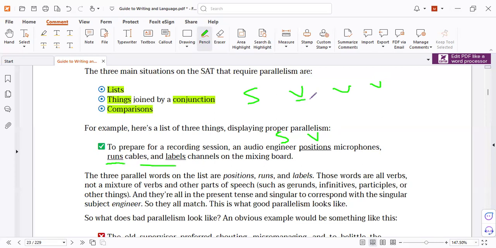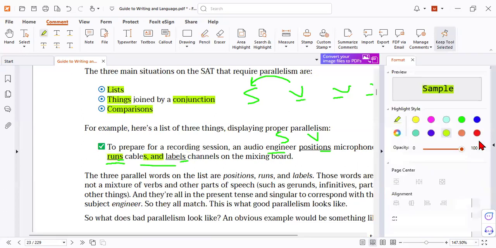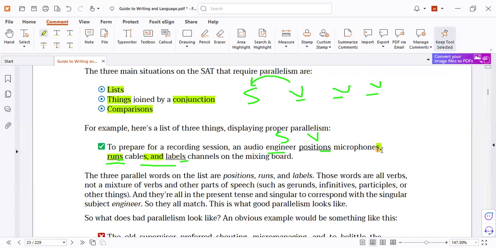So there must be agreement. All of them must be the same tense. All of them must be in the same agreement with the subject. So now here, engineer is singular, so singular, singular, singular, and the same tense. That means parallelism. Do we have comma, comma, and? Yes, a comma before and here, and we have a comma before the second verb. But we don't have a comma before the first verb.